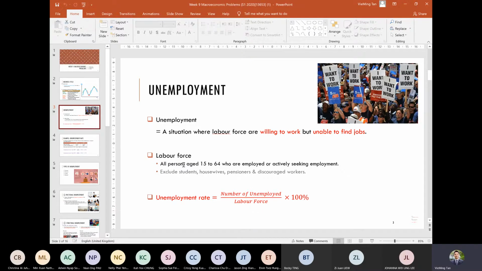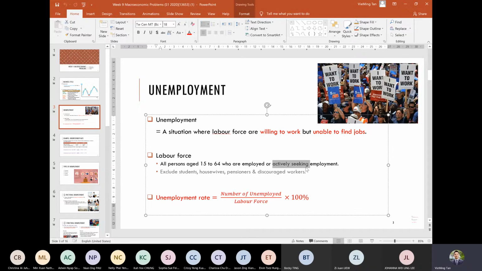Okay, so the labor force refers to those people who are aged between 15 to 64 years old, who are actively searching for a job. These are the keywords: actively searching for a job. That means they are willing to find a job. And these are referred to as the labor force, but must be between 15 and 64 years old.